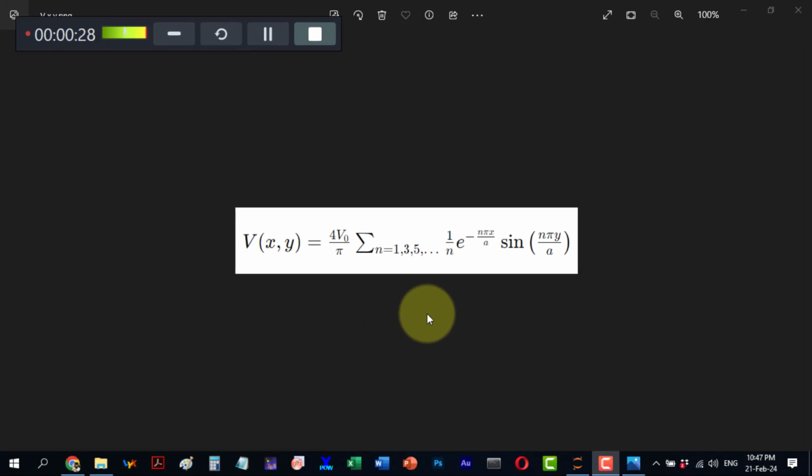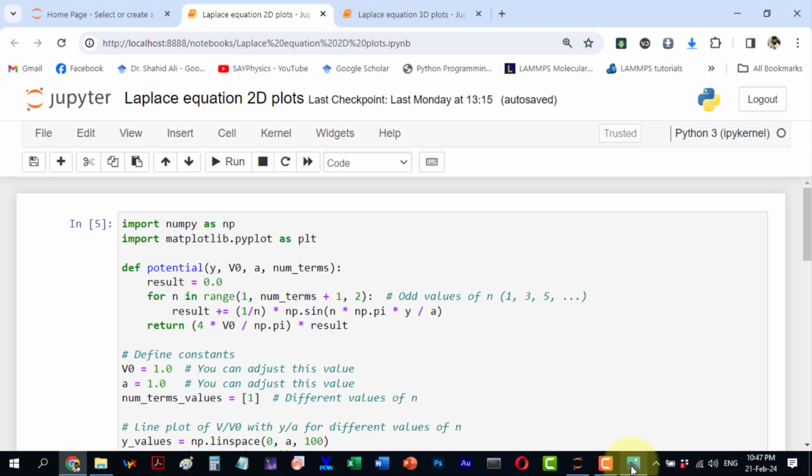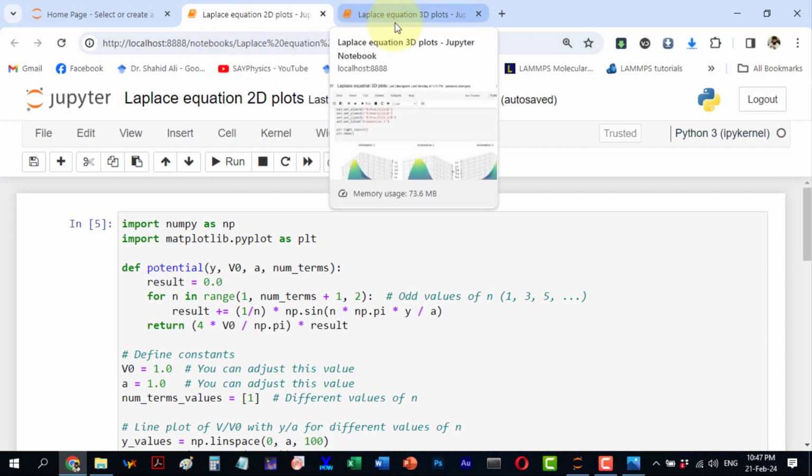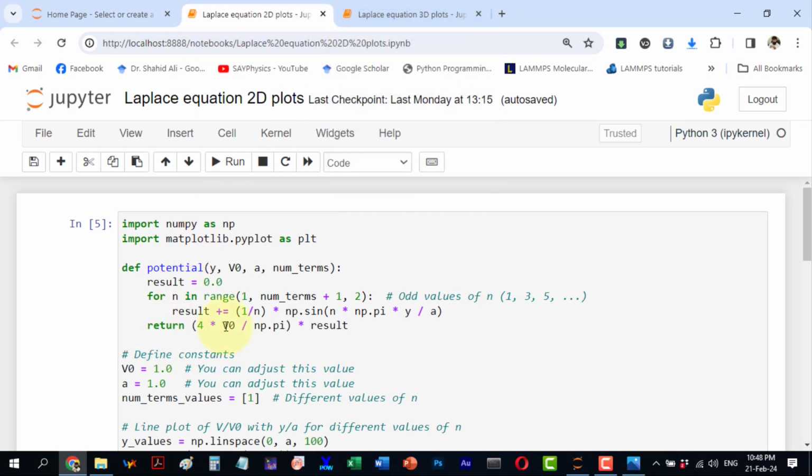Now, in order to discuss the solution, we have V of x,y, which is 4V naught times the summation over odd numbers 1, 3, 5 and so on, of 1 over n, e to the power minus n pi x over a, and sine n pi y over a. Now this portion, which is dependent on x, if I remove this one and only leave the y portion, then to plot the response of this function, I have designed a couple of very small Python codes, one for the 2D plots and the other for the 3D plots. So let me discuss the code here.